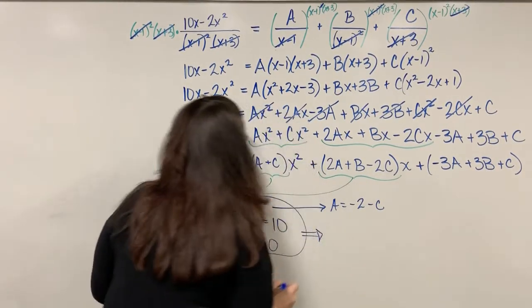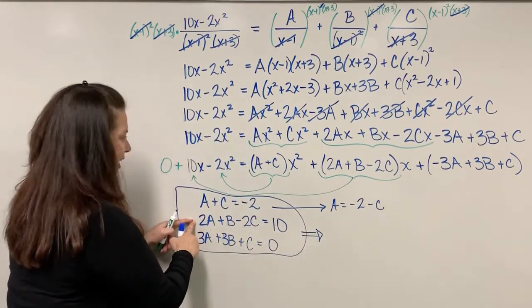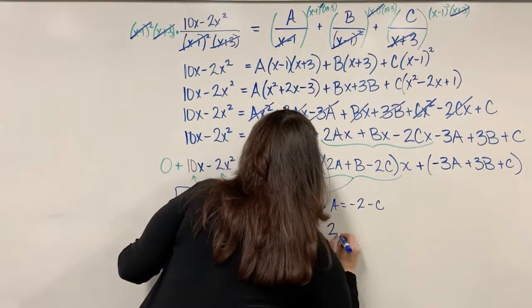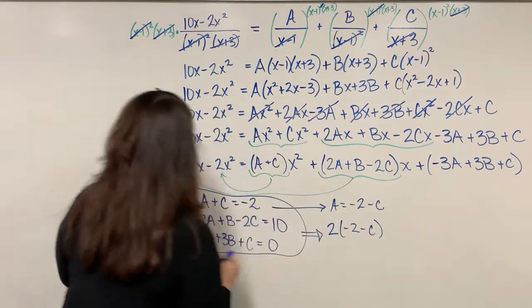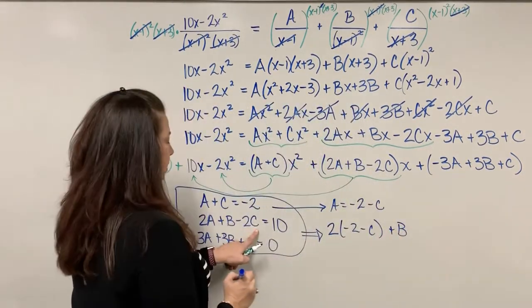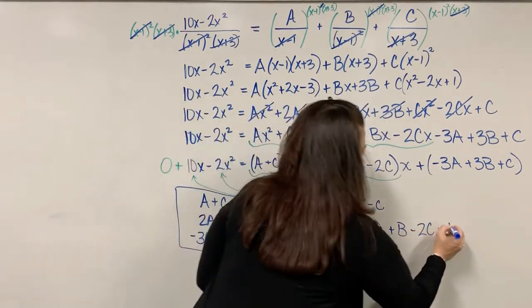I will take a equals negative 2 minus c and plug it into my second equation for all a's. It's only one place right here. So I have 2 instead of a. I will multiply it by negative 2 minus c, plus my b minus 2c is equal to 10.